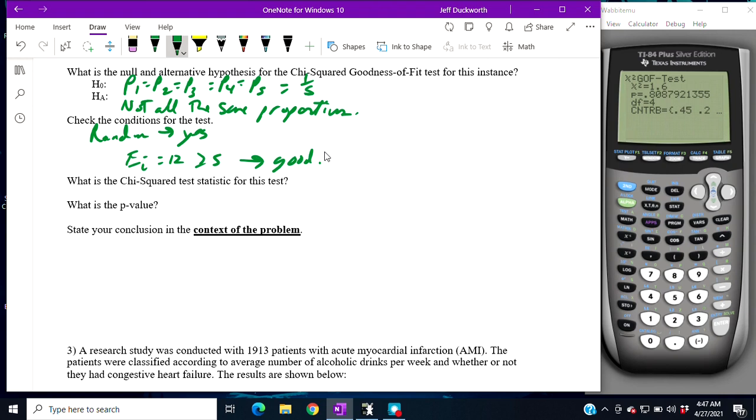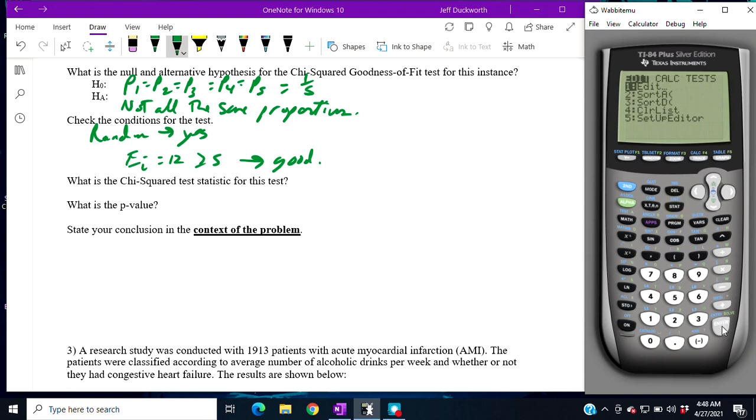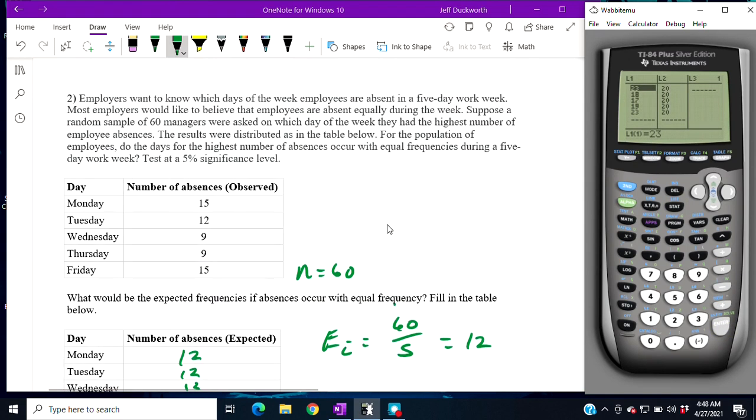All right, let's do the same thing we did. So stat, enter. Let's enter these values here. So 15 is our first, and so forth. And now all these next ones are 12. You can clear it if you want, or there's the same amounts. It's not too bad.